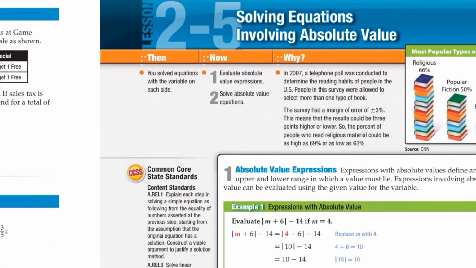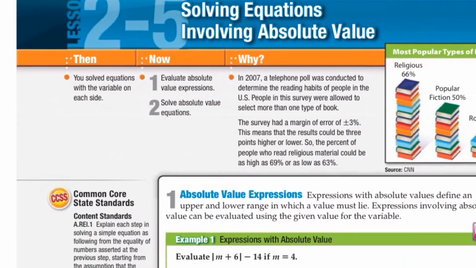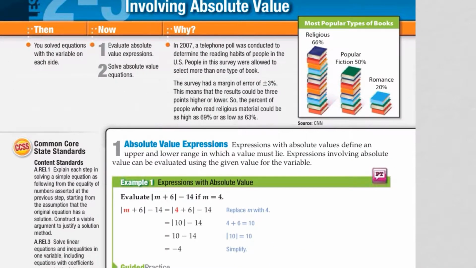All right. So what we were doing yesterday is we were solving equations with a variable on both sides of the equal sign. We had an x on one side and an x on the other, and we had to get them together. Now we're going to do the same thing, but they're going to throw absolute value into it. And also, we're going to solve absolute value equations. Now, how does that work?